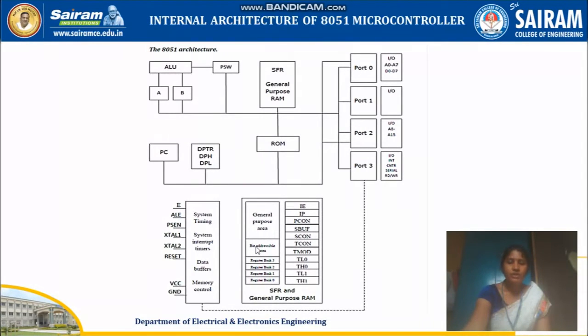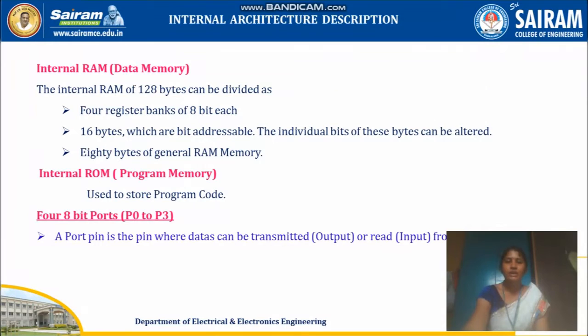General purpose register, bit addressable area and the 4 register banks: it is going to be your internal RAM memory and it is of 128 bytes. Each register bank is of 8 bits, so 1, 2, 3, 4. All the 4 register banks are 32 bytes, this is 16 bytes and this is going to be your 80 bytes. So totally 128 bytes of internal RAM.